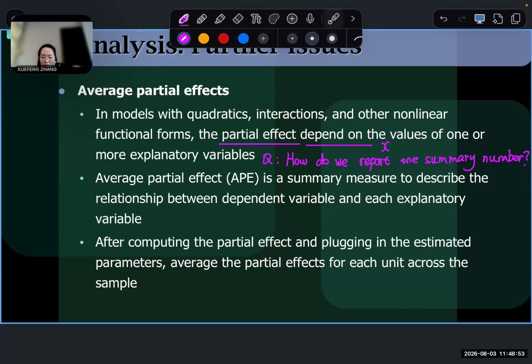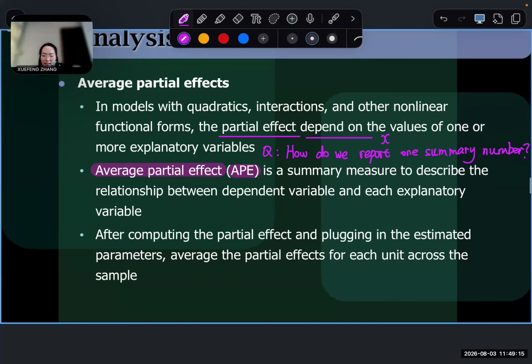The solution is here, the average partial effect, which is APE, a summary measure to describe the relationship between the dependent variable and each explanatory variable. So what is the idea? Basically, we compute the partial effect for each observation in the sample.